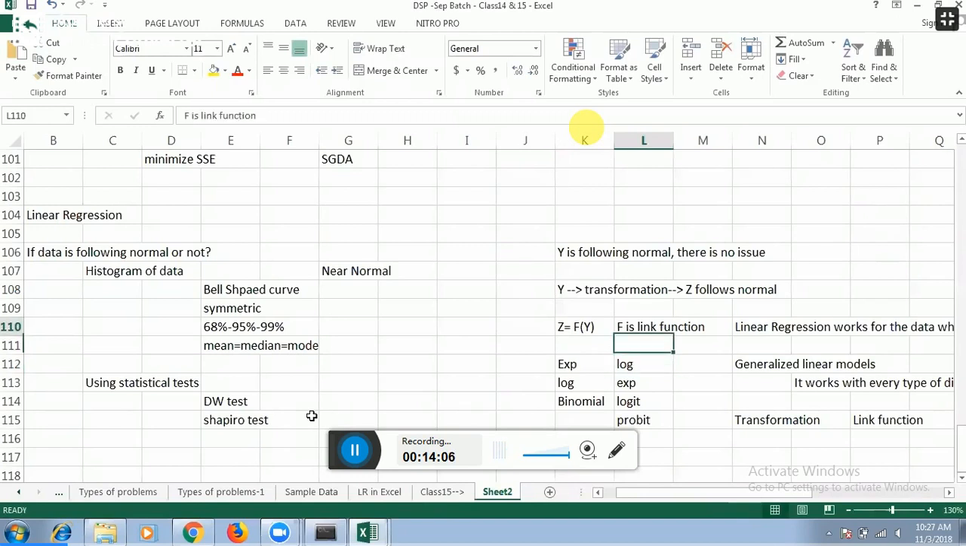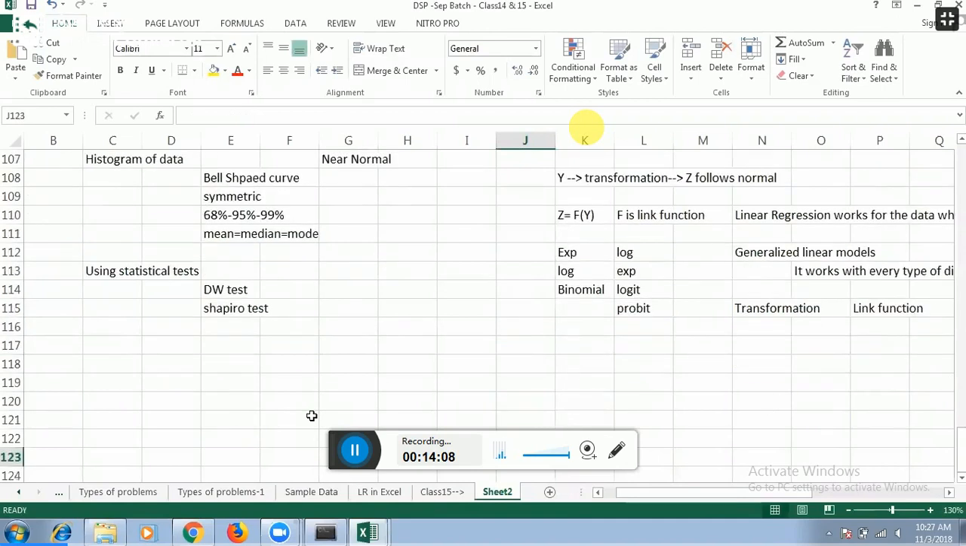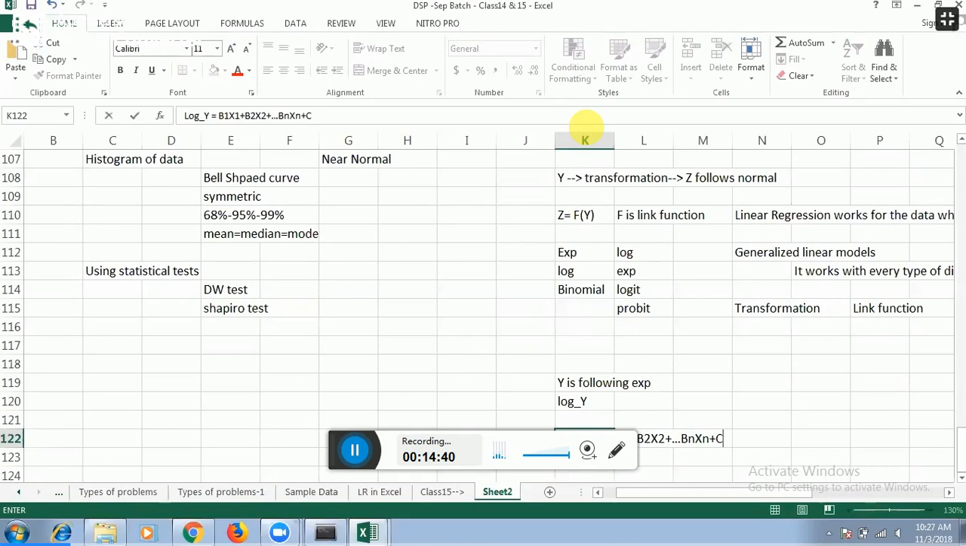For example, suppose your y is not following a normal distribution. Y is following, for example, an exponential distribution. Then what will you do? A log y will be your transformed variable, which is nothing but z. Now when we build a model, log y equals beta 1 x1 plus beta 2 x2, and so on, plus beta n xn plus a constant. This is the kind of model you will build.